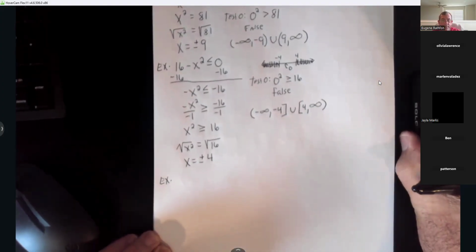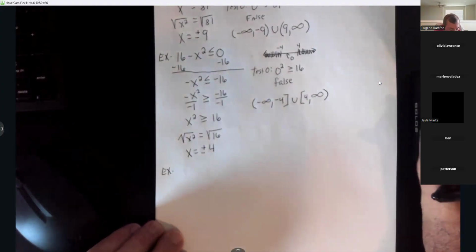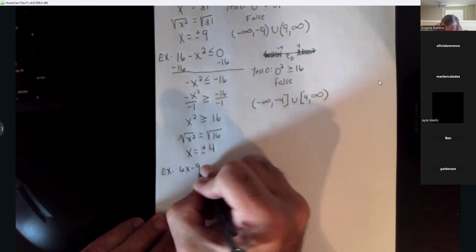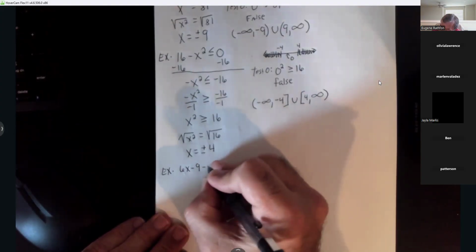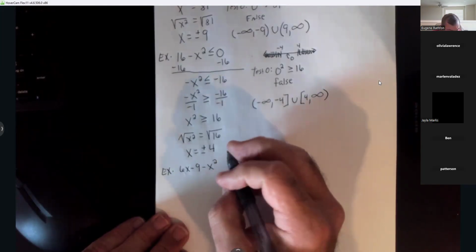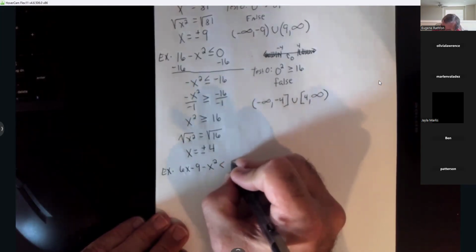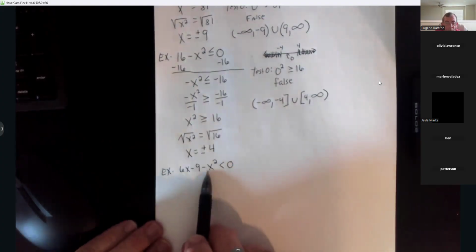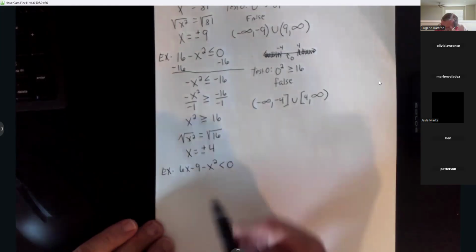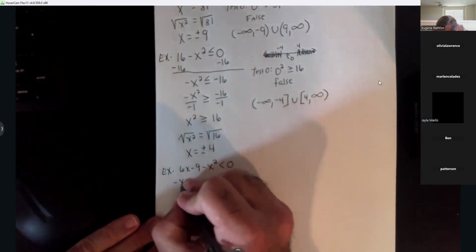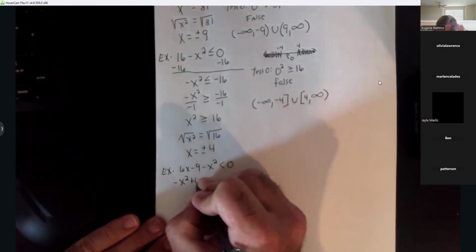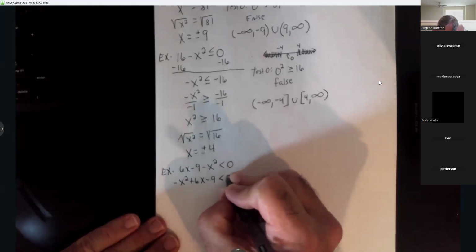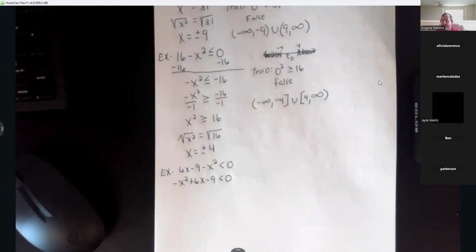Hey, y'all, let me see what they're doing on number 6. 6x minus 9 minus x squared is less than 0. So let me get them in order. I'm going to throw that negative x squared up front, plus my 6x, minus my 9. All that has to be less than 0.